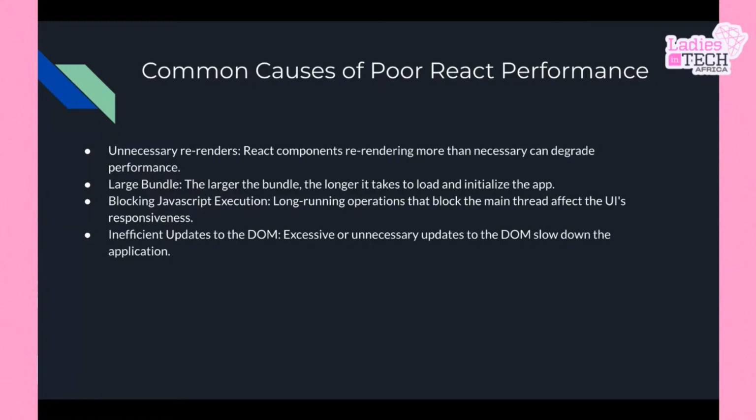All right. So now, common causes of poor React performance. I believe we all understand what it is that we are trying to solve. We are trying to understand how to make a system very fast. Now, what are the things that cause all these problems? Sometimes the issue is not on the back end. The issue might fall to the front end we are building.